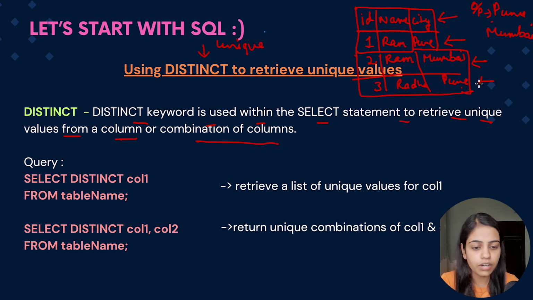Now coming to the third row, that is Pune. Pune is already existing in row 1, not in row 2 but in row 1. So this value would be discarded. We would only be seeing Pune and Mumbai in the output. So it gives us the distinct values for the city column.